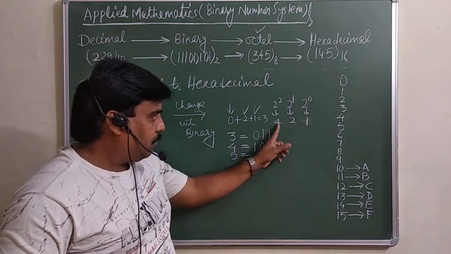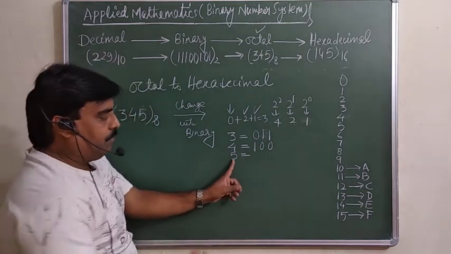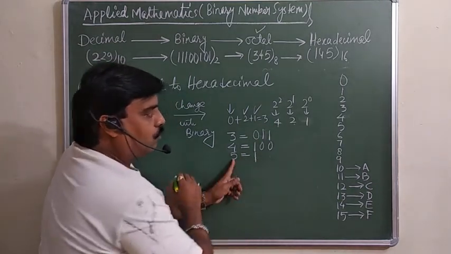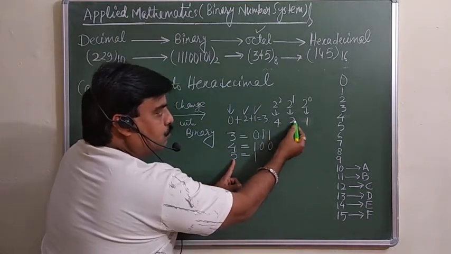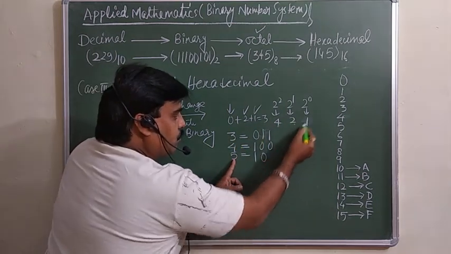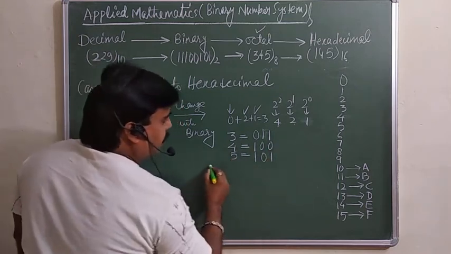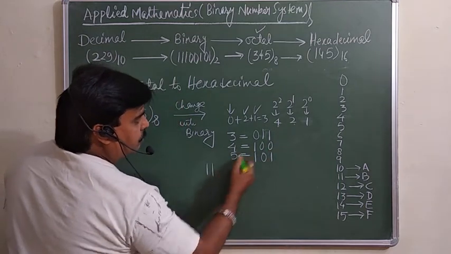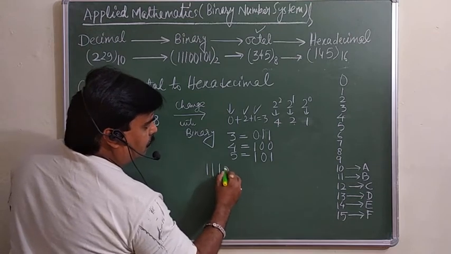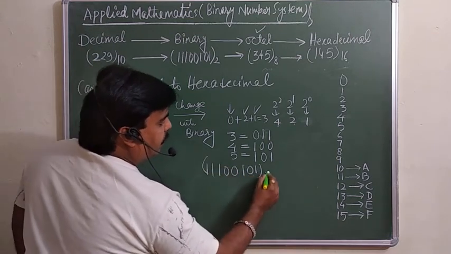So 4 we have to take, only this one we adopted, so we will write 1; we are not adopting this one. Now this 5, we will take 4. We will not take 2, because 2 plus 4 plus 2 will be 6, but we want 5, so we will not take this one, we will take 1 only. So this is 1. So the binary number you are getting is 1 1 1 0 0 1 0 1. This is the binary number which you are getting.